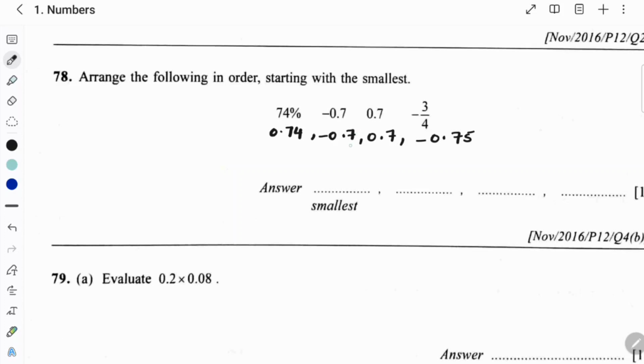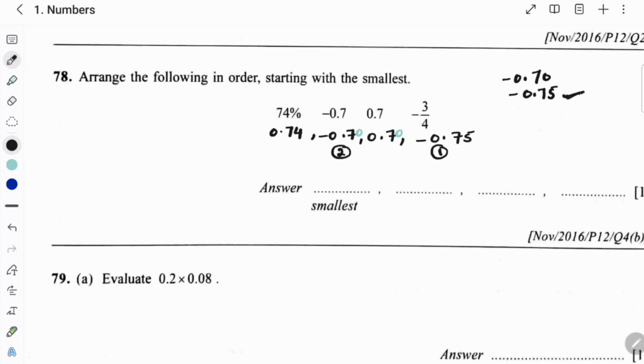0.70, I'm going to make it into the same 2 decimal places. Now you can compare it easily with 2 decimal places. So this is minus 0.70 and minus 0.75. This is a bigger digit but has a smaller value. So you write down, this is the first one, the smallest one, and this is the second one.